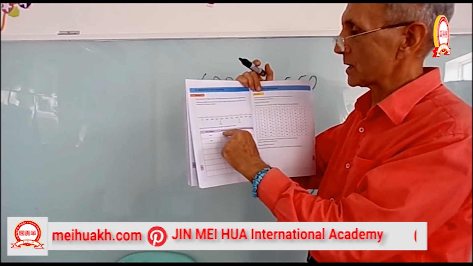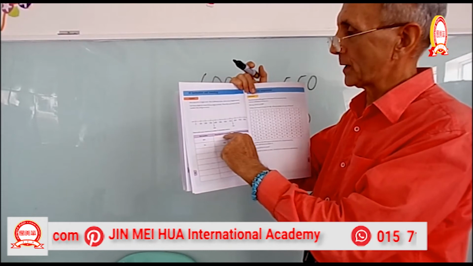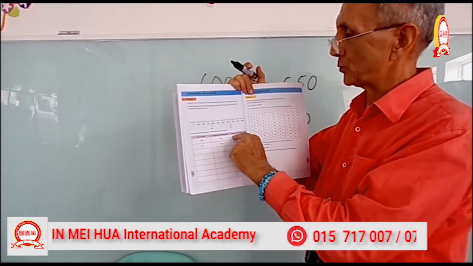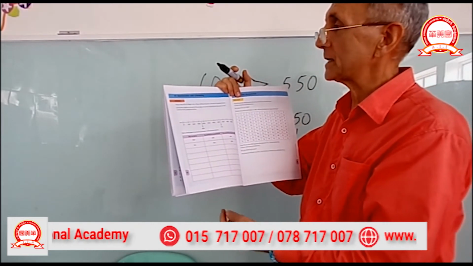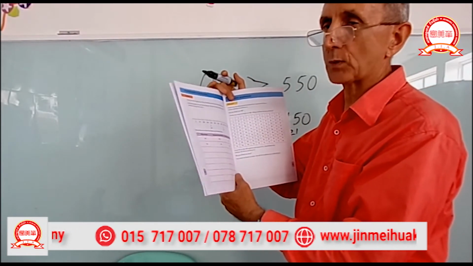Then you follow the instructions. You round your number to the nearest 10, and you round your number to the nearest 100. You finish these 2 columns. And that's the end of what we're doing in the maths textbook today.